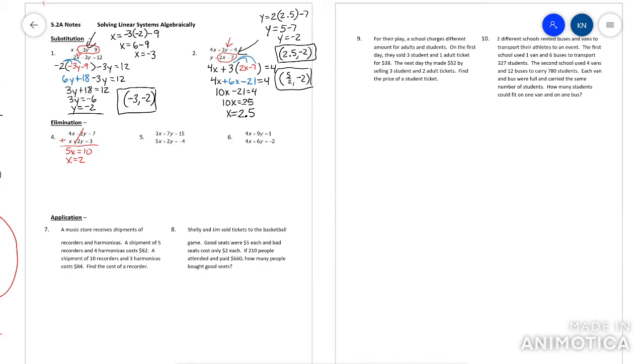I'm going to use the bottom equation, so it's going to look like this. Instead of writing x, I write 2 plus 2y equals 3. I'm using this equation right here and changing the letter x. Subtract 2. Divide by 2. I got y equals 1/2. So my answer here would be 2, 1/2.